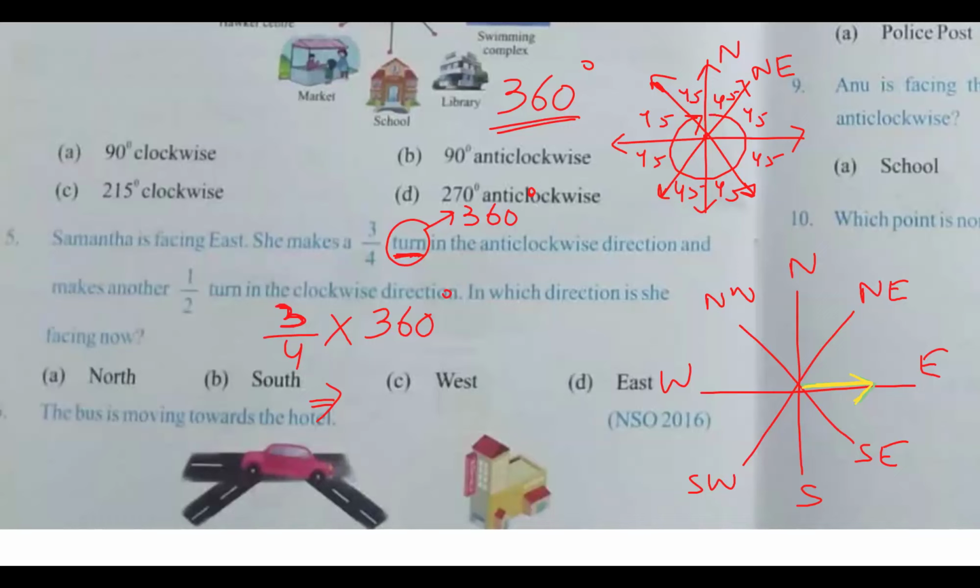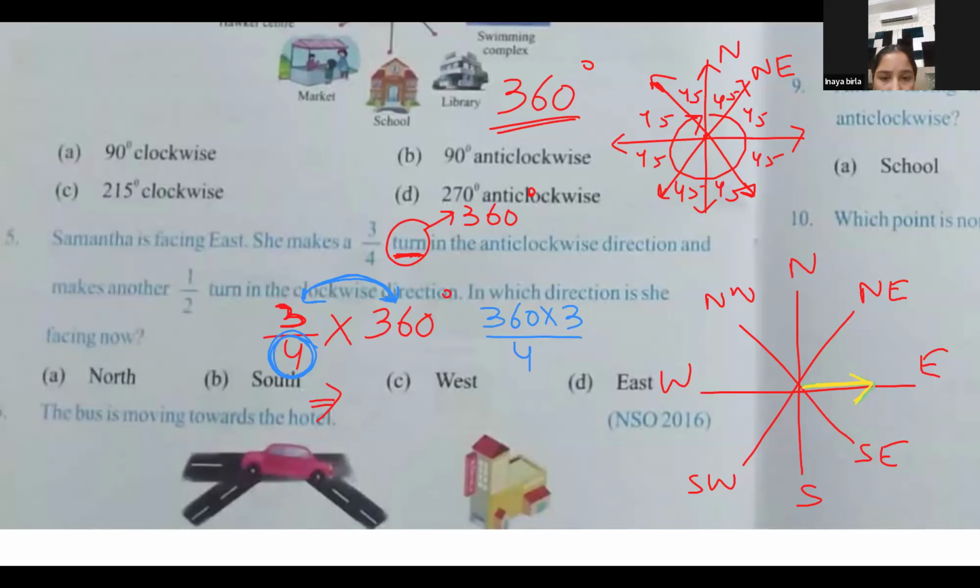How? Either we can multiply 3 and 360 first, and whatever answer we get, we can divide it by 4, because in the denominator we have 4. Whatever number we have in the denominator means we are dividing the measure into that many parts, here 4 parts. So either we can do it like this: 360 multiplied by 3 and divided by 4.